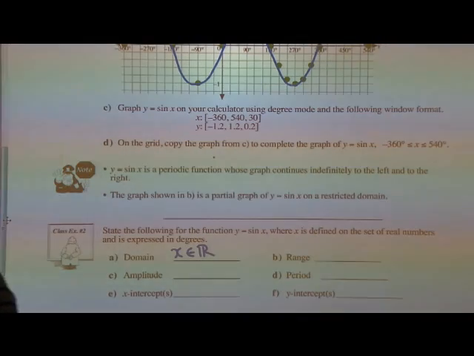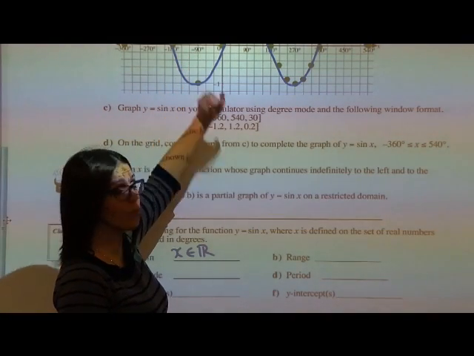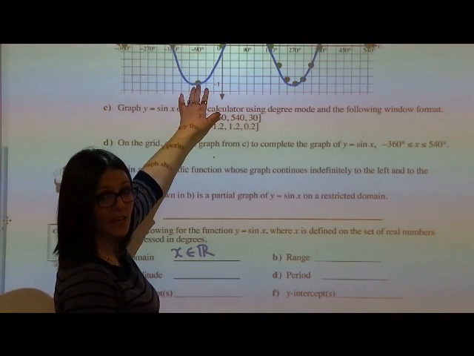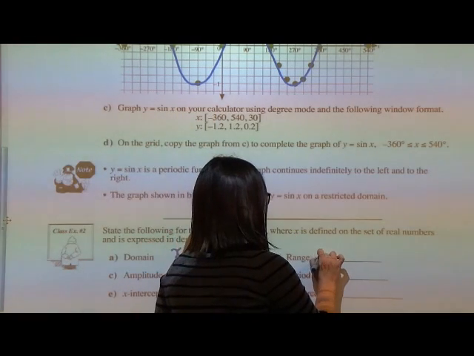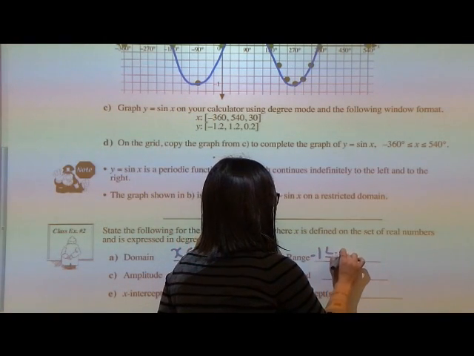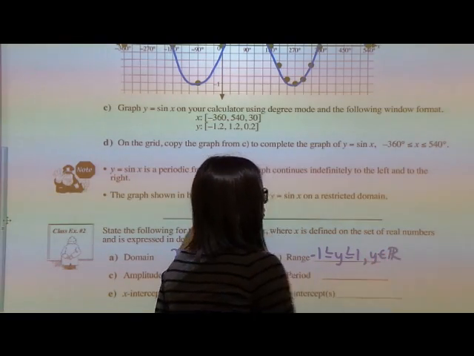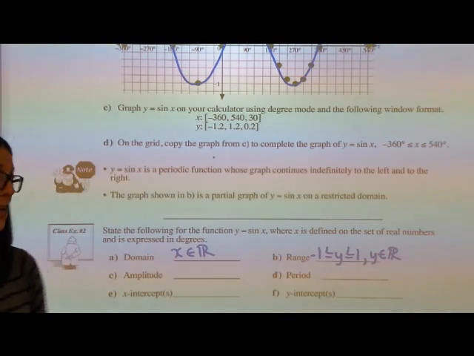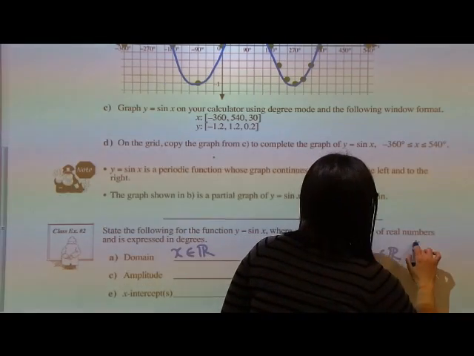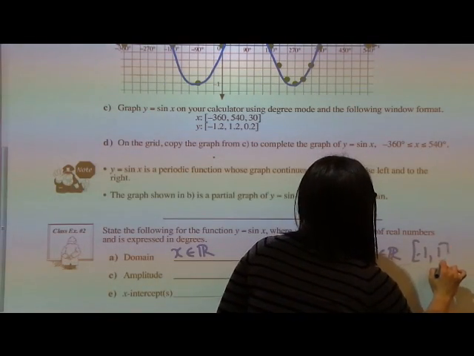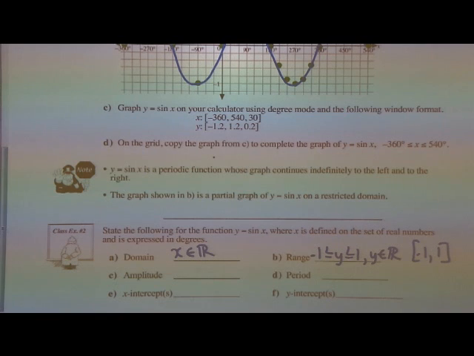My range. So what is the range of the numbers? They go as high as positive 1, as low as negative 1. So y is between negative 1 and positive 1, with y being an element of the real numbers. Or I could use interval notation, negative 1 to positive 1.